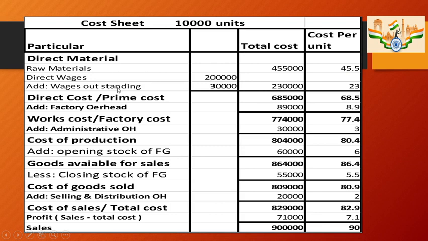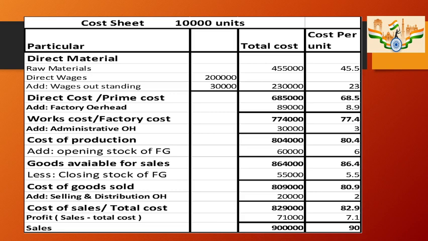Then add wages outstanding, that is 30,000. Total is 2,30,000. So cost per unit is 2,30,000 divided by 10,000 units, that is 23 rupees. Then direct cost equal to our prime cost, that is 6,85,000, and cost per unit is 68.5. Add factory overhead 89,000 rupees, it is given in the problem, then divided by 10,000, that is 8 rupees 9 paisa per unit cost.